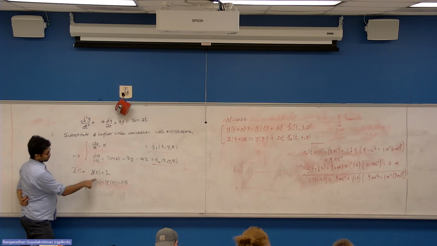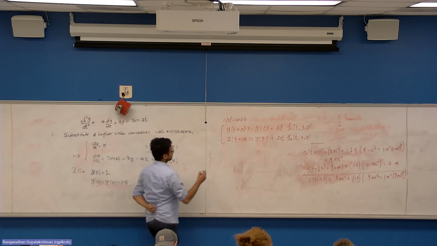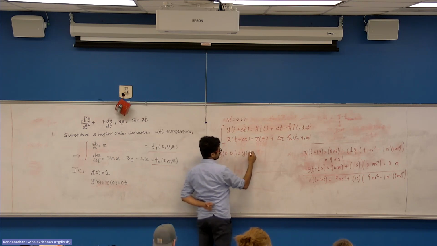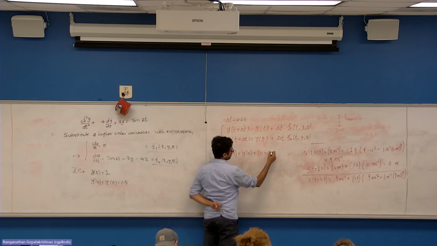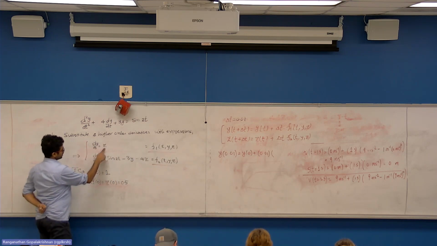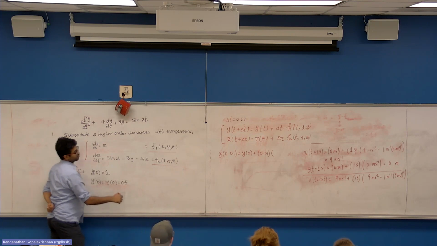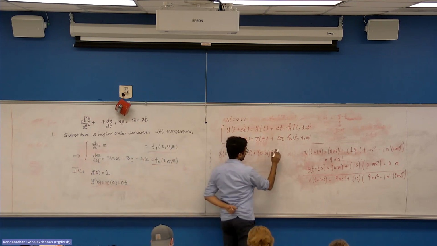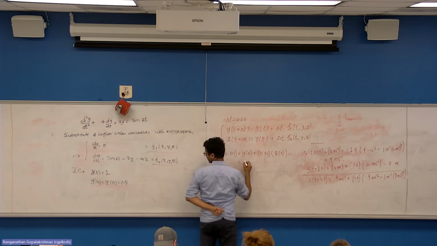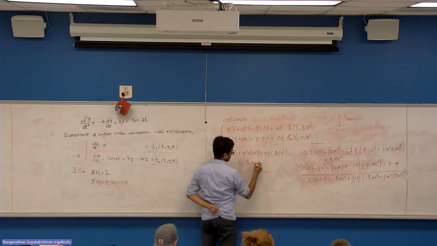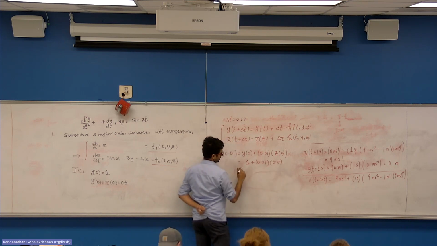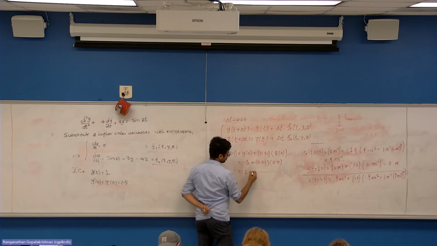So you are given y of 0 and z of 0, right? Let's start with what is y of 0.01. That will be y of 0 plus 0.01 times f1 of 0, which is z of 0, which is 0.5. So this is 1 plus 0.01 times 0.5, or this is 1.005.